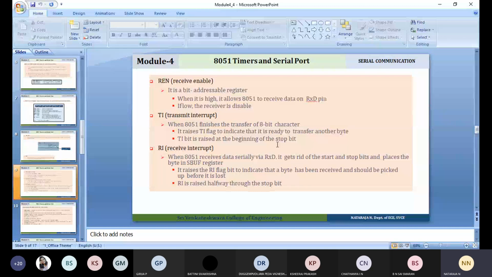Next, we have the receive interrupt. The receive interrupt is the D0 bit of the SCON register. This is another extremely important flag bit of the SCON register. When the 8051 receives the data serially via the receive data pin, it gets rid of the start and stop bits and places the byte in the SBUF register. It then raises the RI flag, that is the receive interrupt flag. Based on that, it transmits and receives the data. Please make a note of this. Next, we will discuss the programming of the 8051 to transfer data serially.